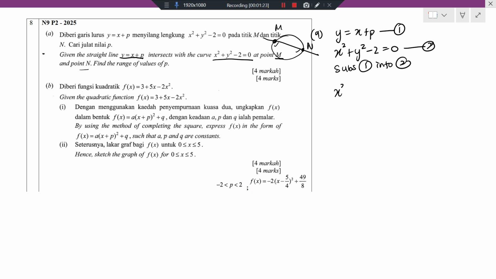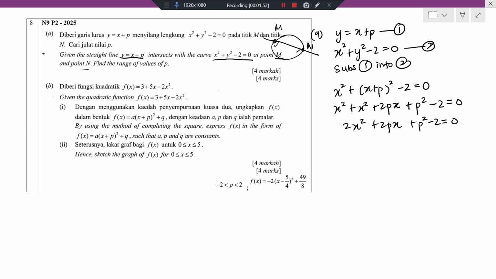So you'll get x square plus y square. What is your y? X plus p, right? Minus 2 equals to 0. Okay, let's expand this. X square plus x square, 2 times p times x, 2px, and then p square. And then don't forget your minus 2. Okay, and then simplify. X square plus x square is 2x square plus 2px plus p square minus 2 equals to 0. Okay, now this is your quadratic equation lah.